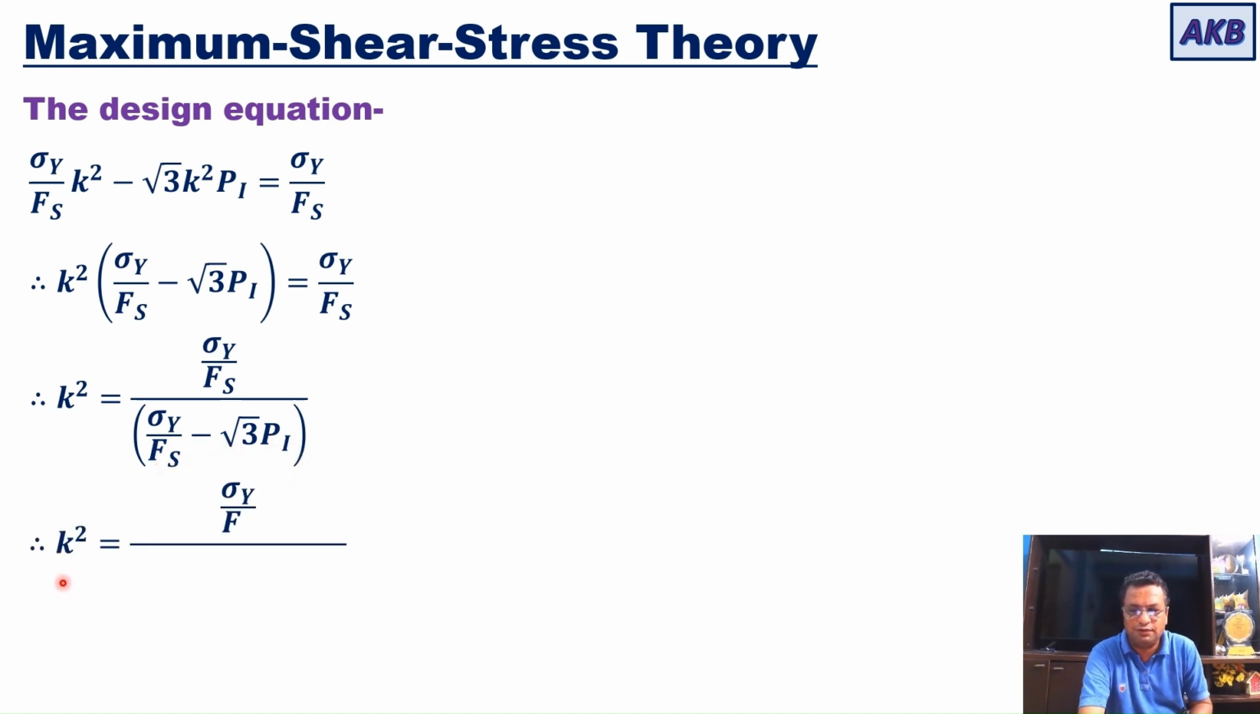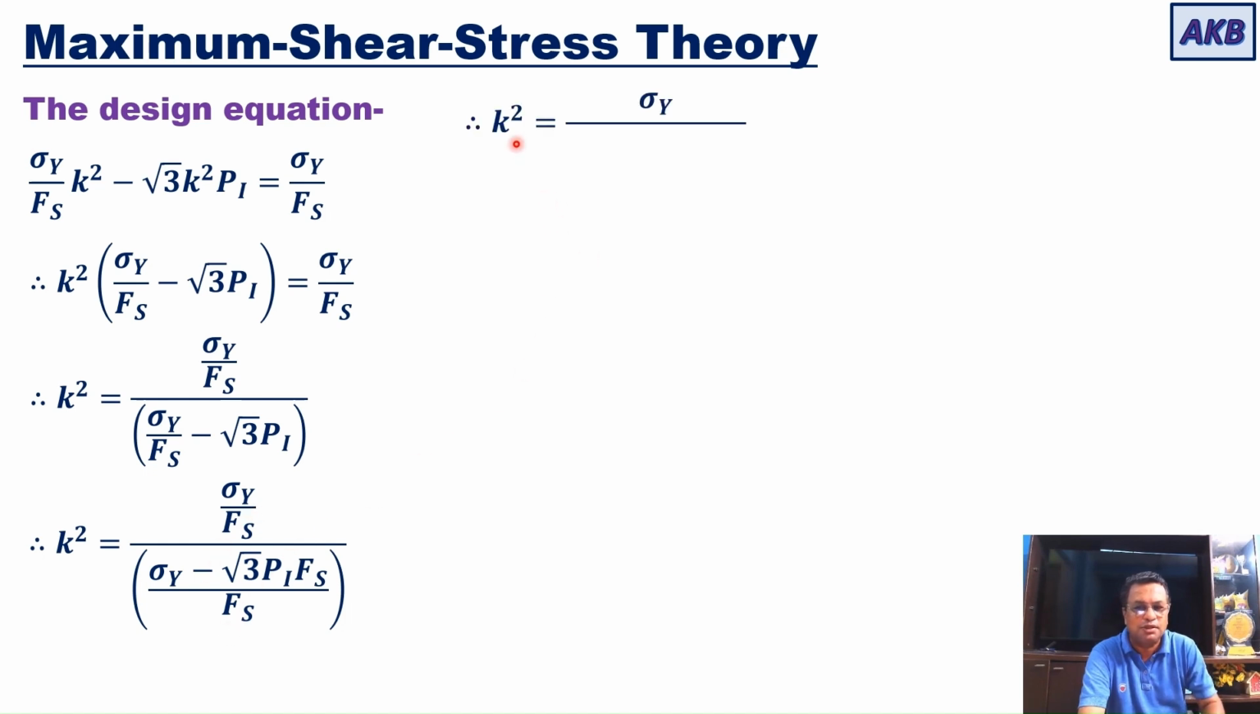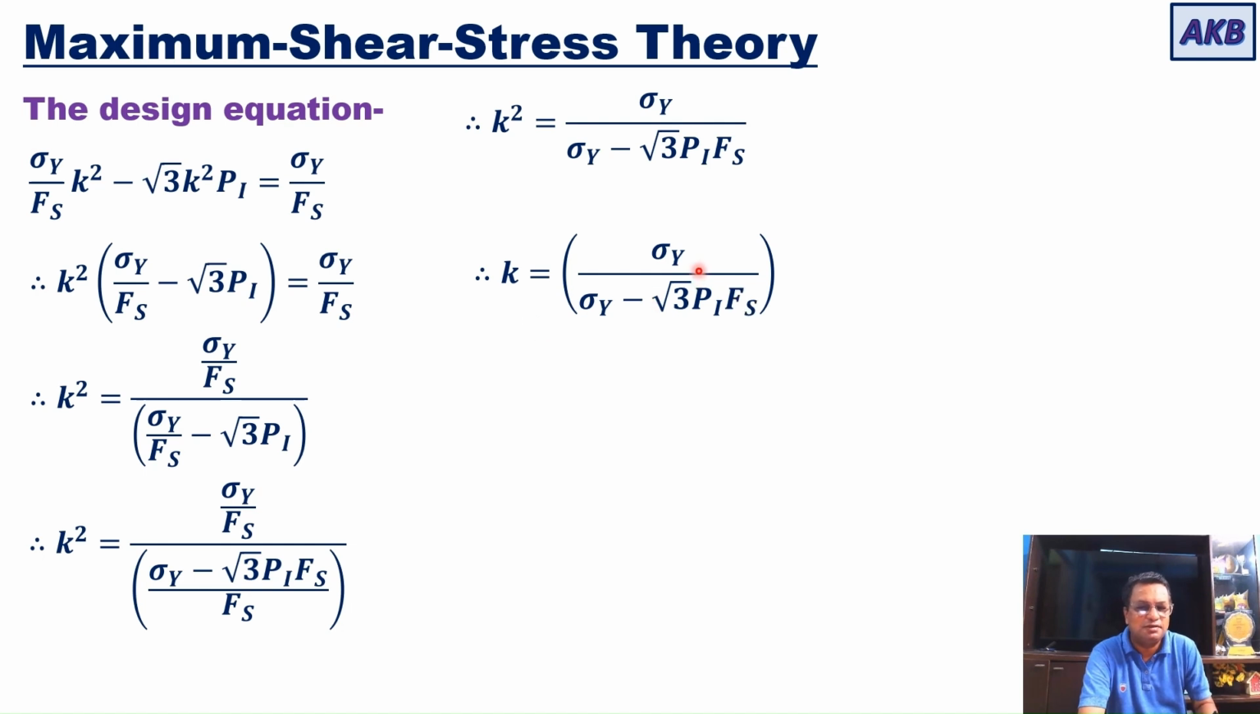Let us simplify it further. Therefore, k square will be equal to sigma y upon Fs divided by sigma y minus root 3 pi into Fs divided by Fs. So in the next step, Fs will get cancelled out. So you are left with k square is equal to sigma y upon sigma y minus under root of 3 into pi into Fs. That is, k will be sigma y upon sigma y minus under root of 3 into pi into Fs raised to 1 by 2.